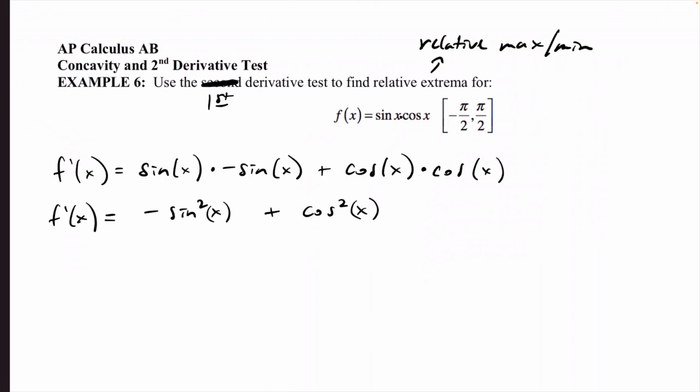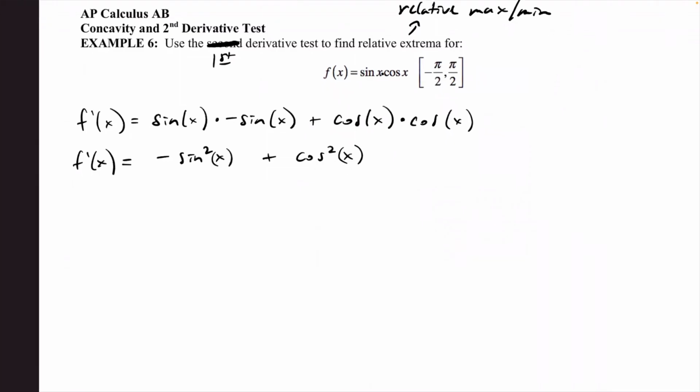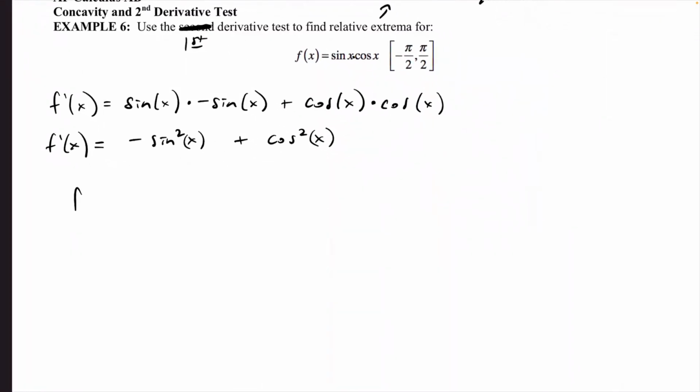Would you like to find the second derivative? No, right? Why do that if you don't need to? Okay? So we're going to find out where the first derivative is equal to 0. So 0 equals negative sine squared of x plus cosine squared of x.